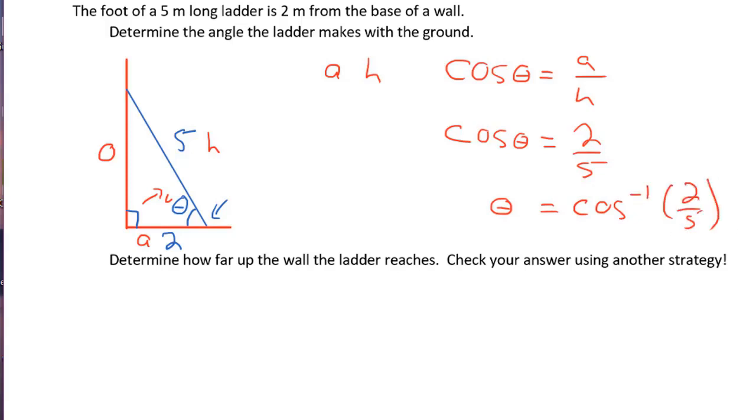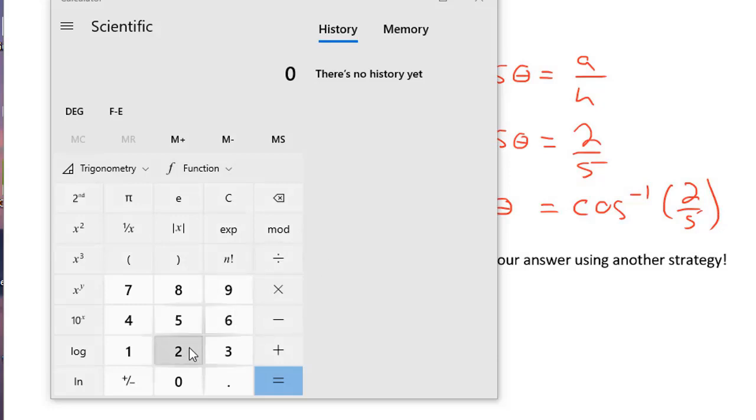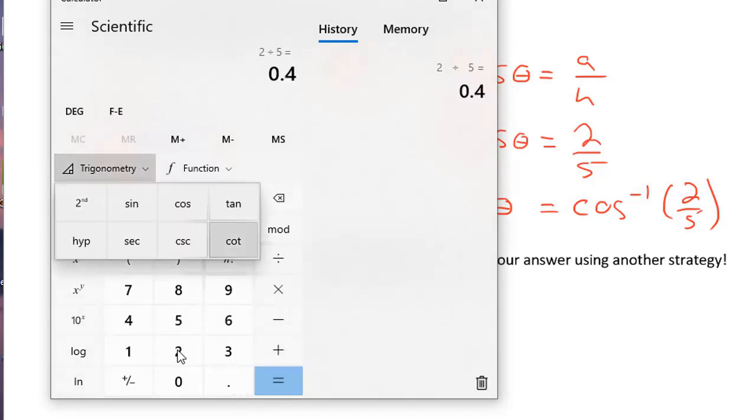Let's grab our calculators. Again, I have to start with what's in the brackets because this is a backwards calculator. So it's going to be 2 divided by 5 equals, and then trig, second function, and we're using cosine this time, so cosine inverse.